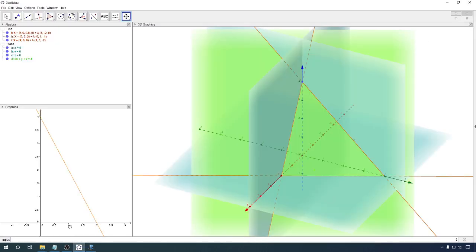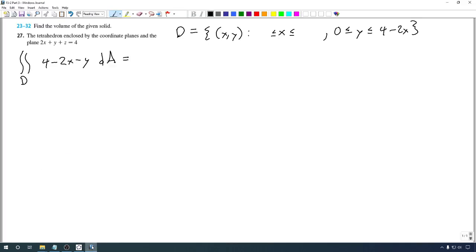Go back to our picture. Well, obviously we're going from 0 over here, and then the furthest we get with x is 2. That's not too hard to find. X is going from 0 to 2. So our double integral is from 0 to 2, 0 to 4 minus 2x of our function, 4 minus 2x minus y. First we're doing with respect to y, and then x, and that's supposed to be our volume of that tetrahedron.